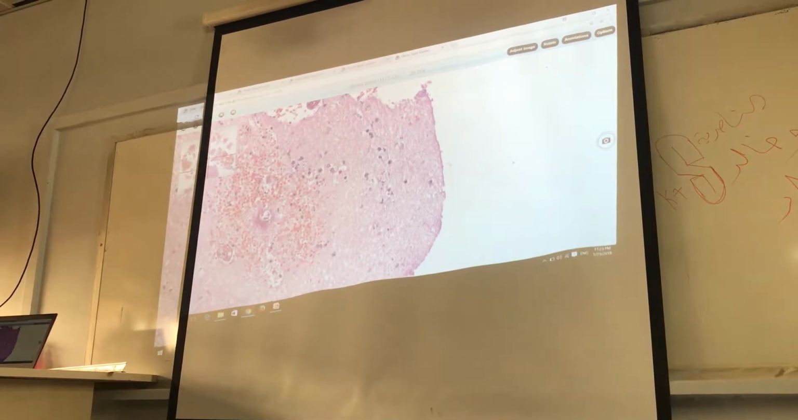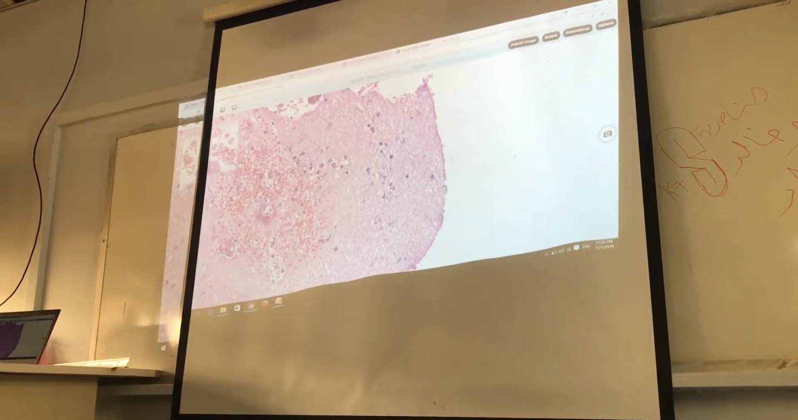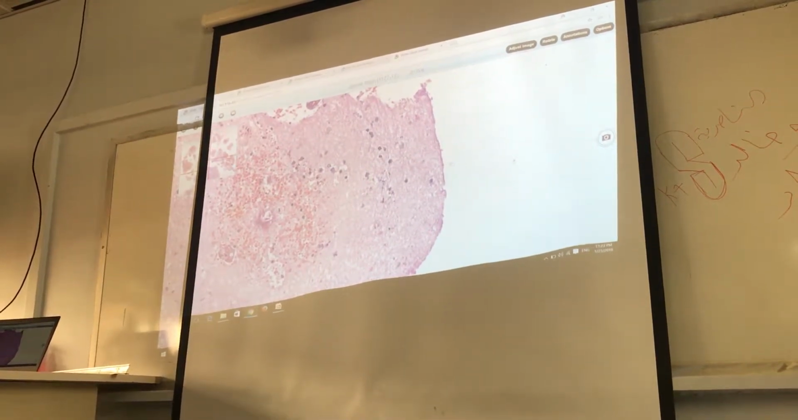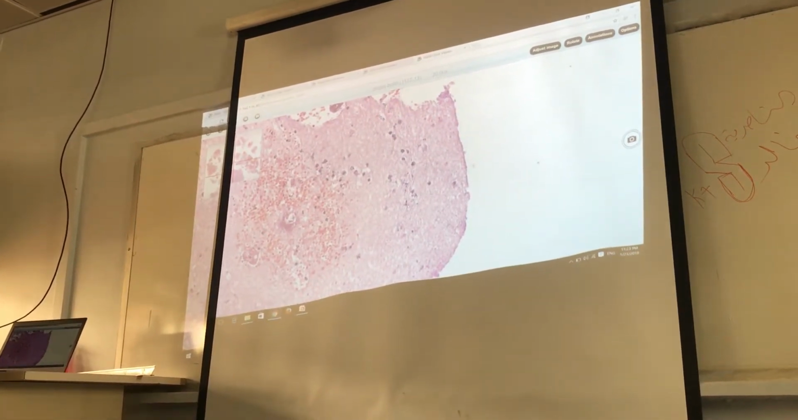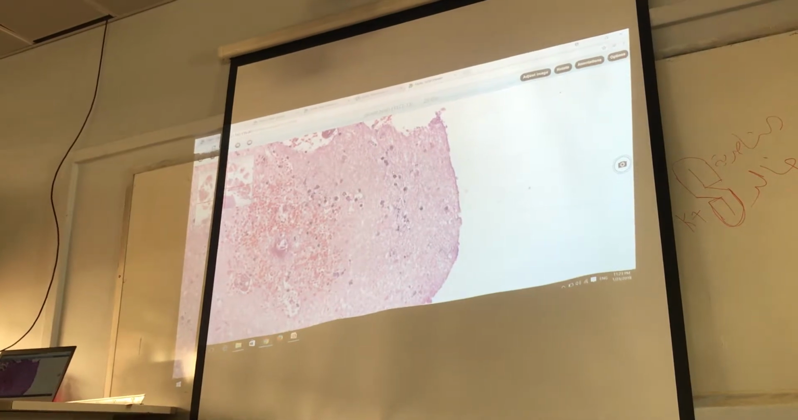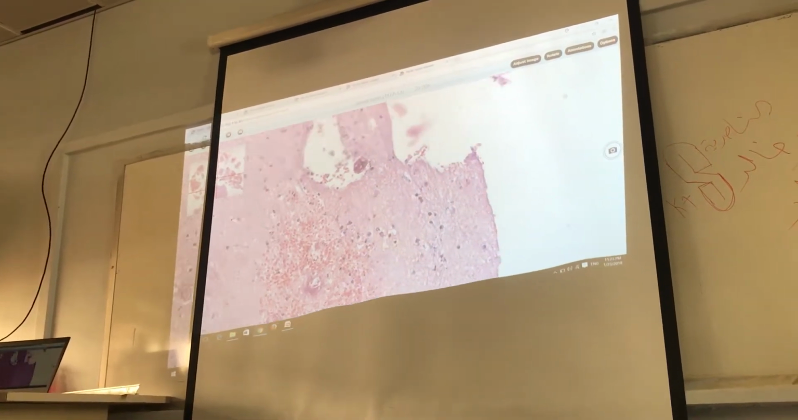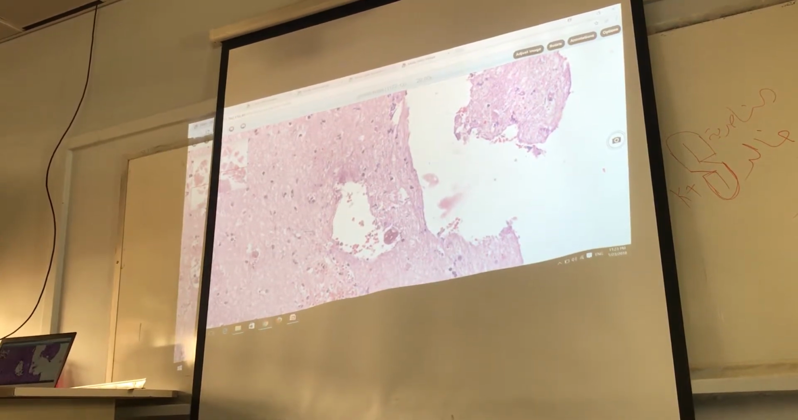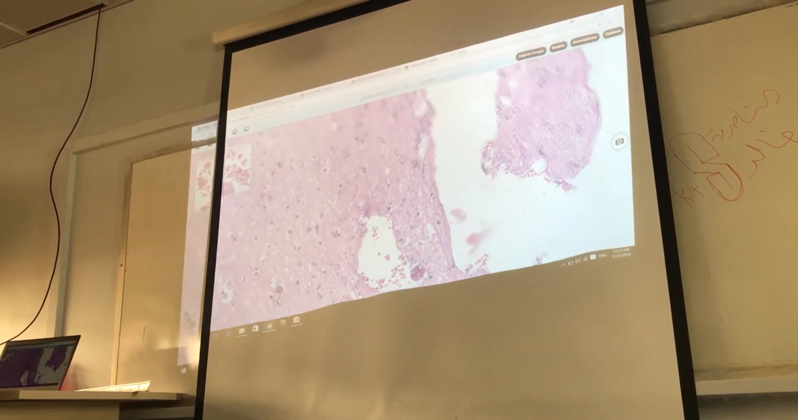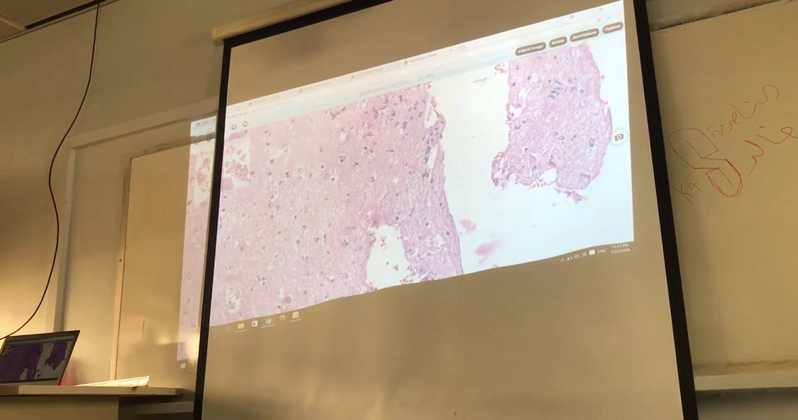So these are astrocytes. All these bigger ones that you are seeing are astrocytes. And suppose you find this elongated one, maybe microglia. Like these elongated ones, for example, these are microglia.